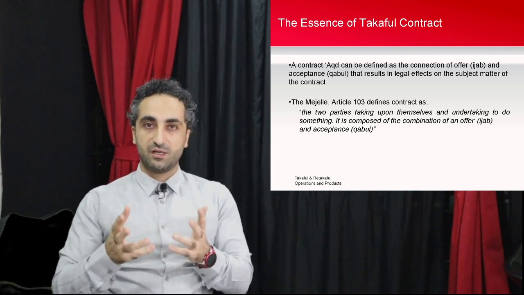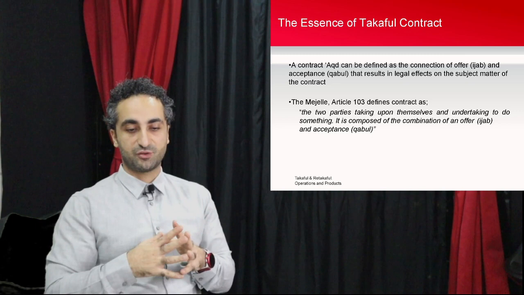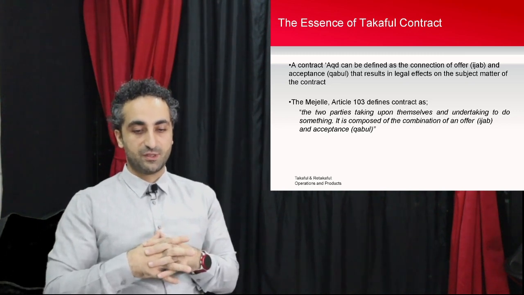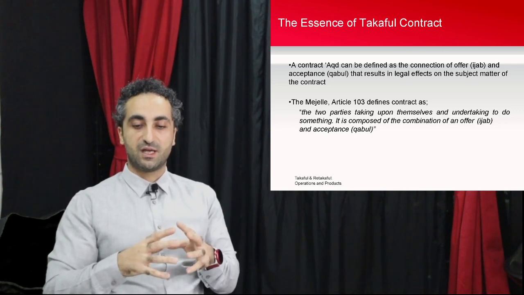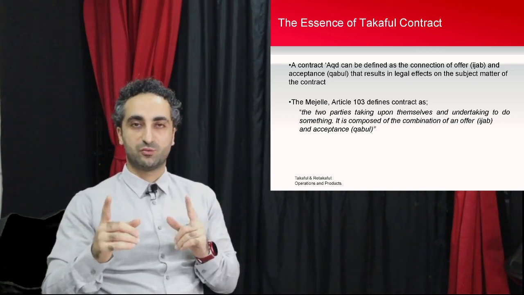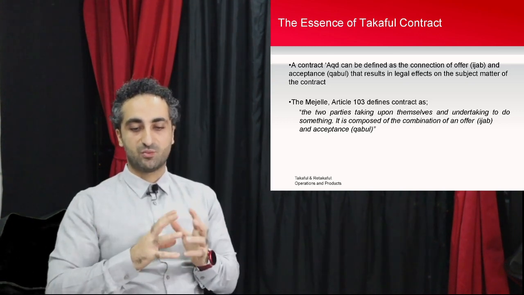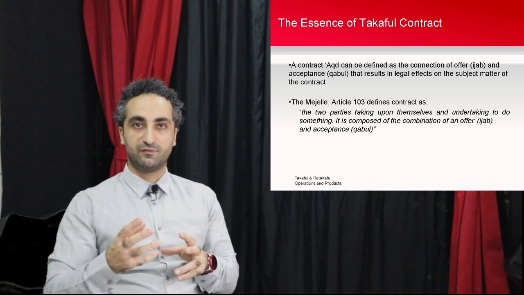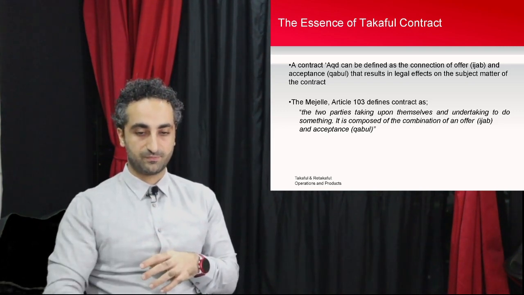The Majella, the Ottoman law, discussed contract as follows. The two parties taken upon themselves an undertaking to do something. Okay, so both parties agreed to do something. It is composed of the combination of an offer and acceptance.